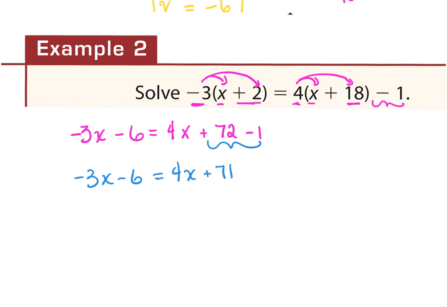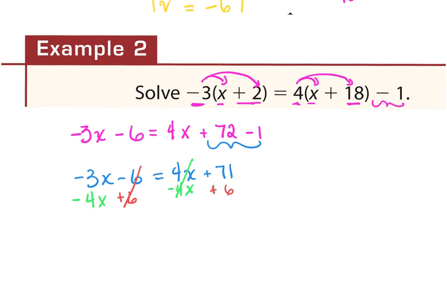So if I were to move my x's over, let's say I'm going to move this 4x over. It's a positive 4x. To move it over, I have to subtract 4x. And so I would subtract 4x over here. If I do that, then I have to move my numbers to the other side, which means I would need to add this 6, right? So my goal here is that when it's all said, I have moved my variables one way and my numbers the other way, all right?